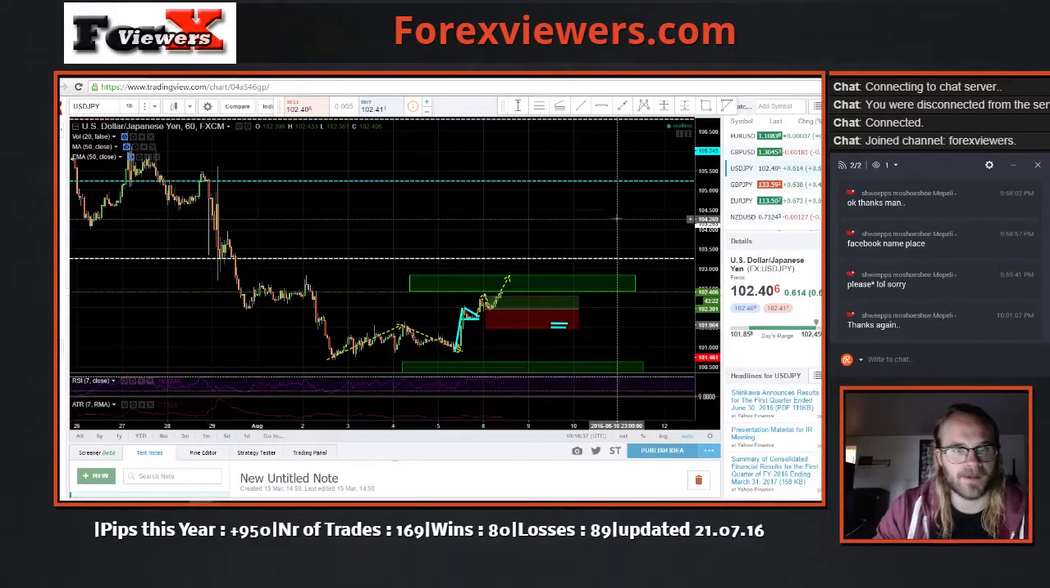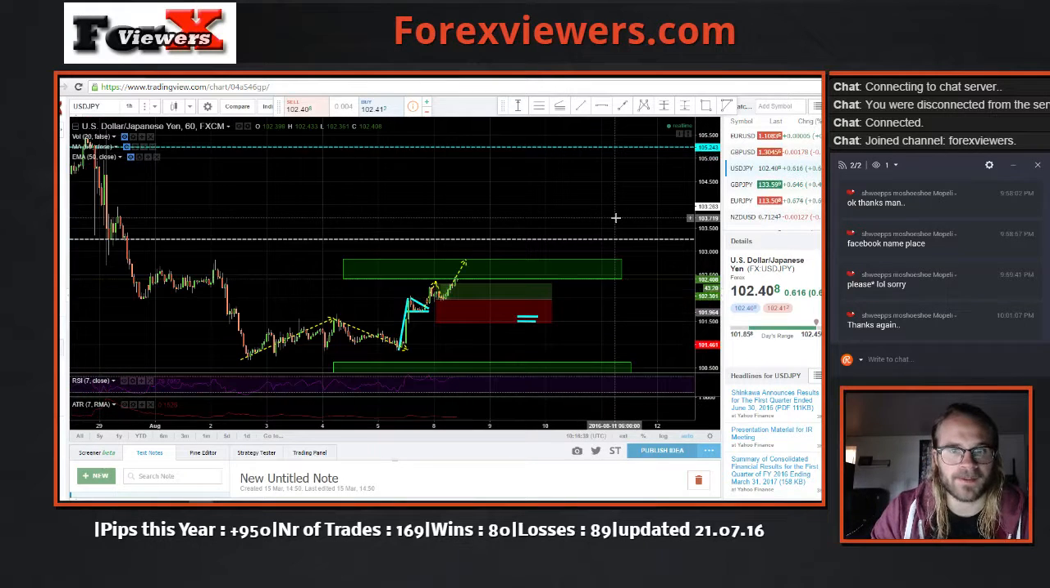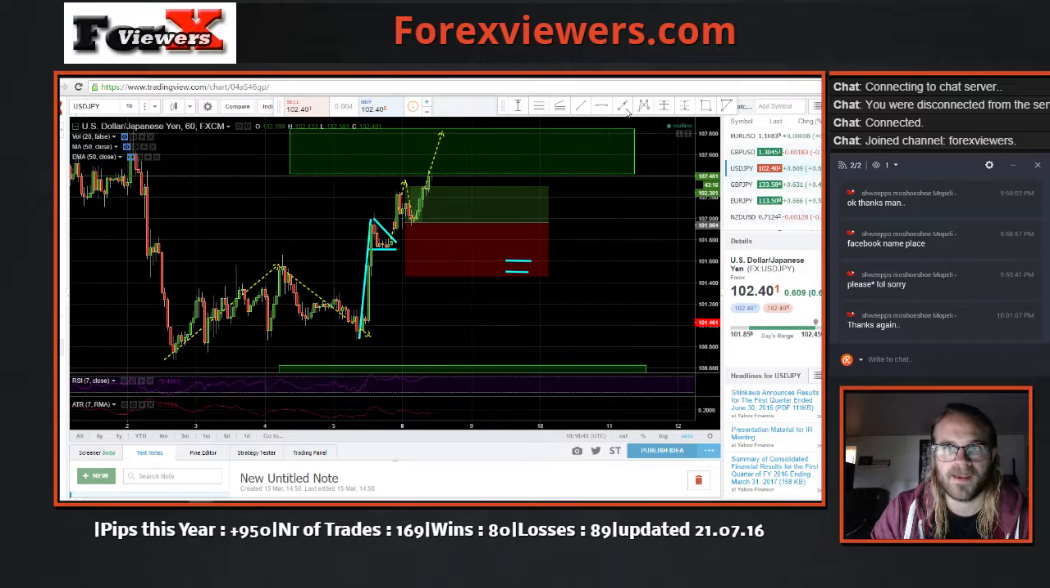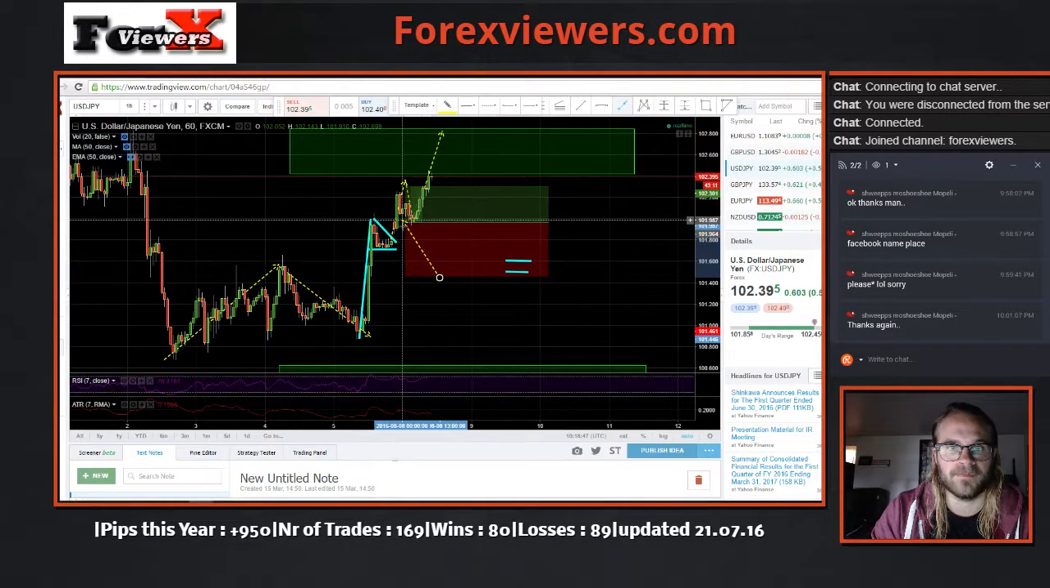First thing I'm gonna do is check out this dollar-yen trade, which I'm currently involved with. I went long yesterday right here on this candle.